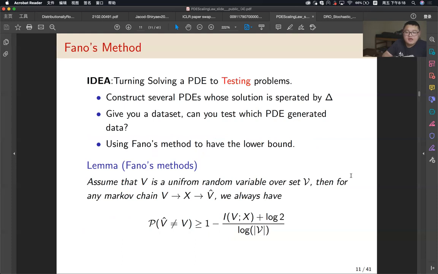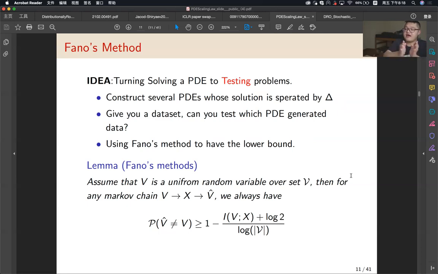So this is the reason why I have this bound. Okay, the way to prove it is using the standard Fano method. The Fano method says that I can turn solving a PDE into a testing problem. It says that if I can accurately solve the PDE, I can always give you a classification task.